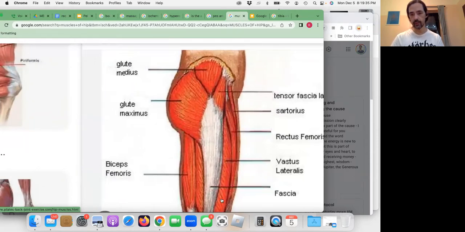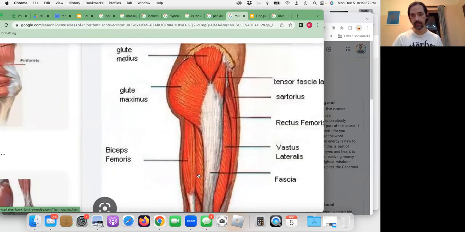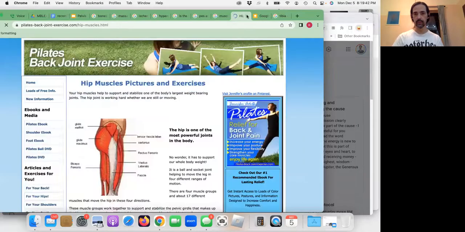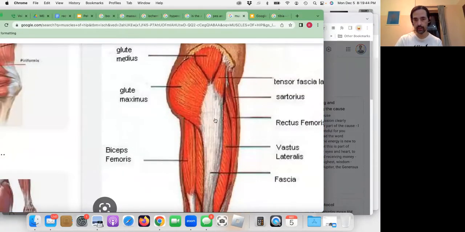Rectus femoris, vastus lateralis. Look how big the vastus lateralis is, right? Big one. And then there's the IT band, iliotibial tract. And then in front of that, or attaching to that actually, is the TFL, tensor fascia lata. This is probably the rectus femoris or maybe the sartorius. Here's the rectus femoris muscle labeled, vastus lateralis, IT band, tensor fascia.